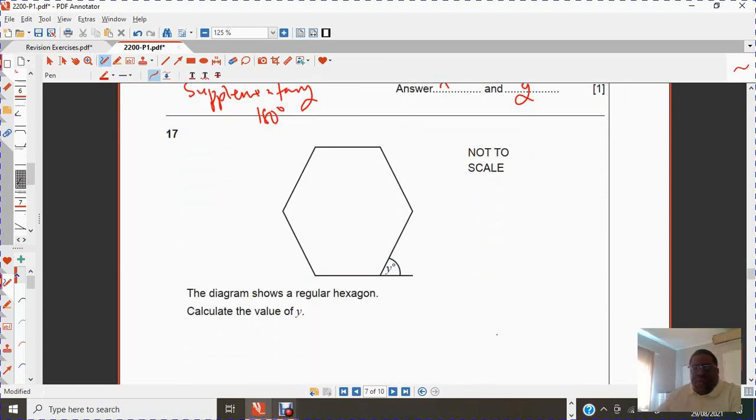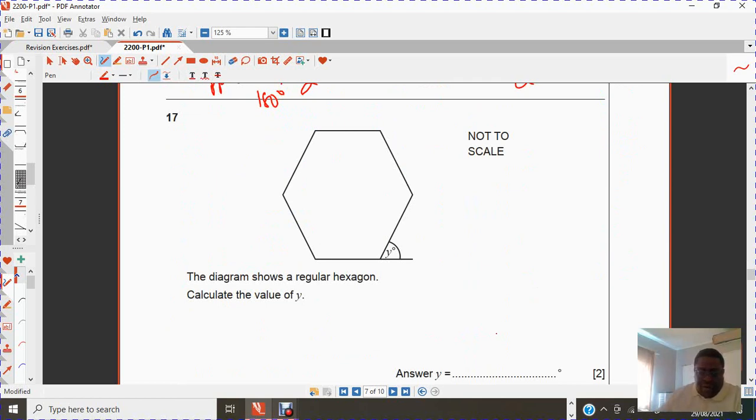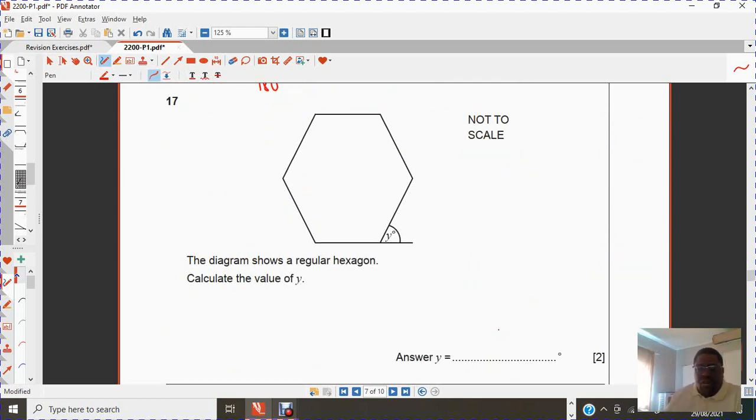When you get to question 17, they have a regular hexagon, and we are supposed to find angle y. There are many ways you can find angle y. One way I want to show you is that if you go around any shape and count the exterior angles, so we take this angle here, this angle here, and so on.